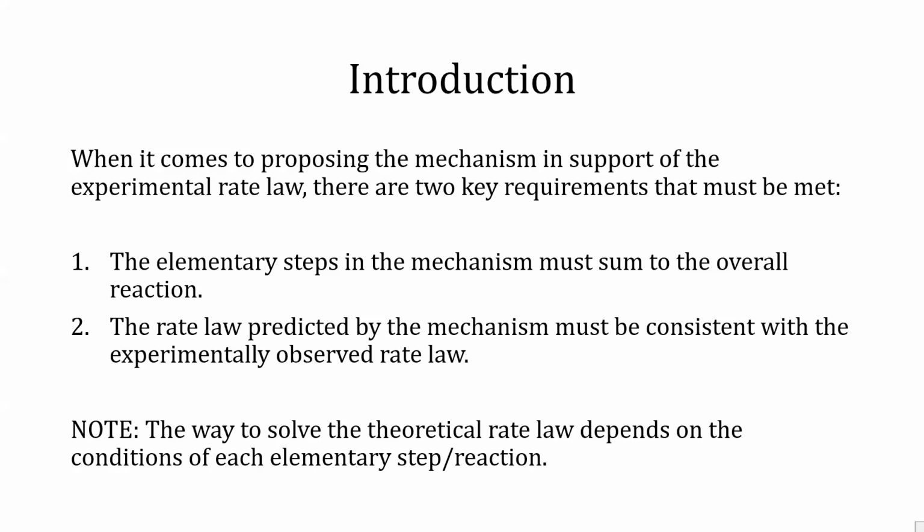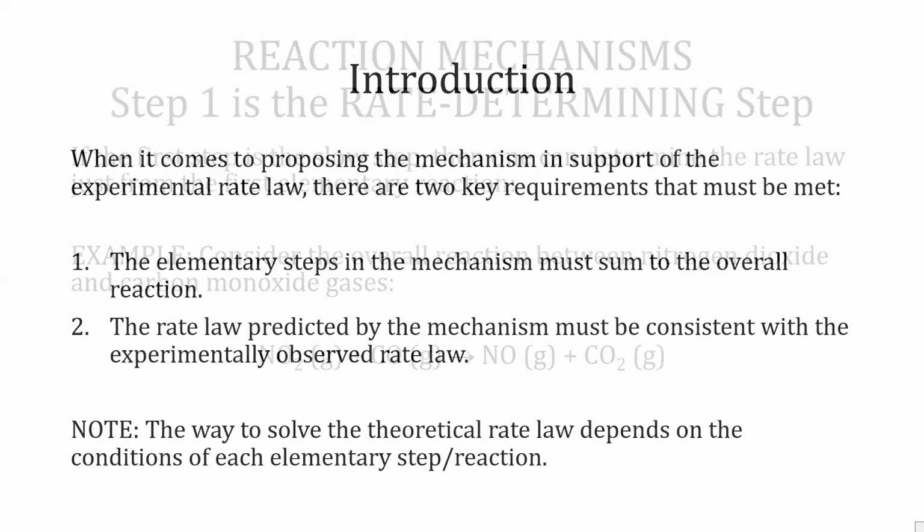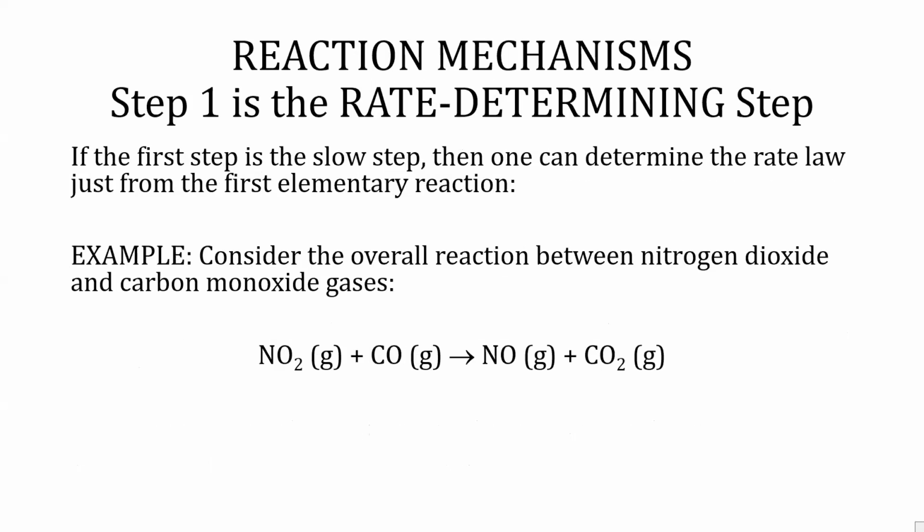Note, the way to solve the theoretical rate law depends on the conditions of each elementary step or reaction. If the first step is the slow step, then one can determine the rate law just from the first elementary reaction. For example, consider the overall reaction between nitrogen dioxide and carbon monoxide gases. Gaseous nitrogen dioxide combines with gaseous carbon monoxide, producing gaseous nitrogen monoxide and gaseous carbon dioxide.